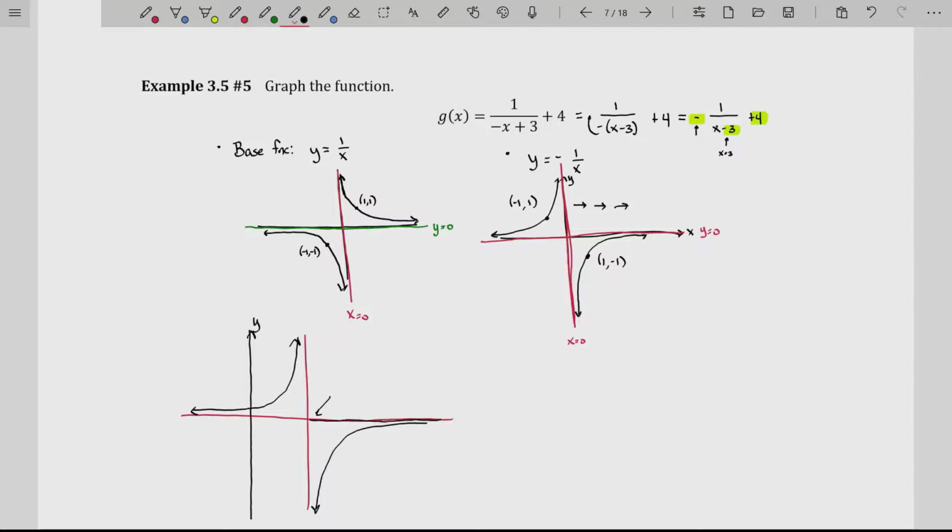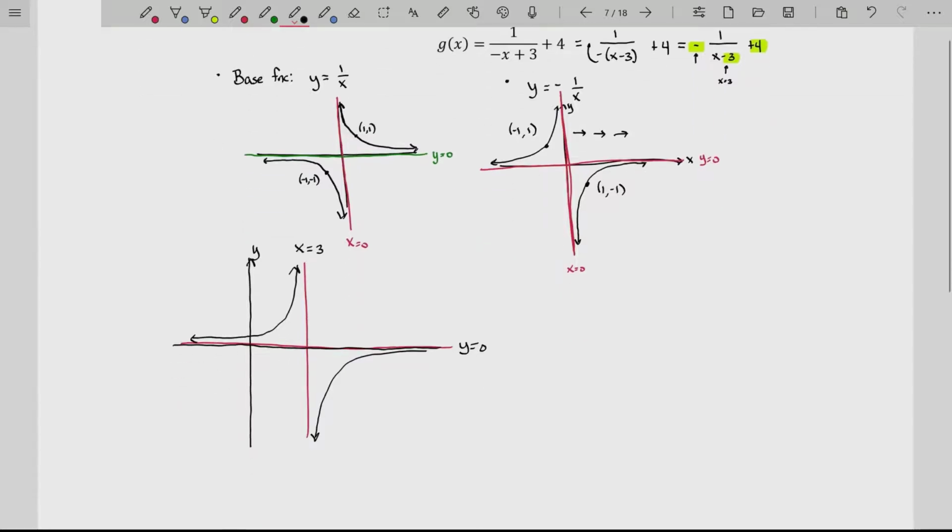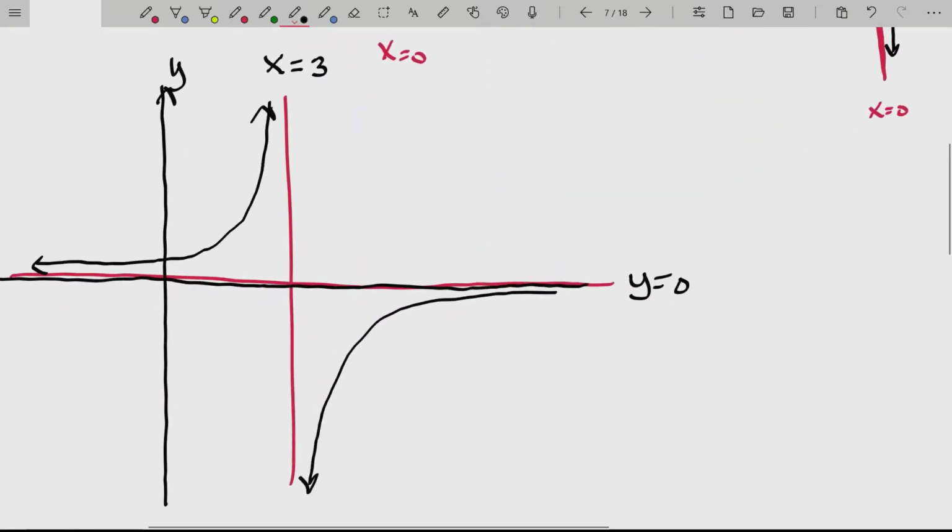There is an x-axis. The x-axis is hidden underneath this horizontal asymptote, but this is y equals 0. This is now not x equals 0. This is x equals 3. It's been shifted 3 units to the right. And our points, well, they were 1, negative 1. This was 1, negative 1, but you're adding 3 to its x value, so it's 4, negative 1. And this guy over here, that was at negative 1, positive 1. Again, you're adding 3 to its x value, so it's 2, positive 1.